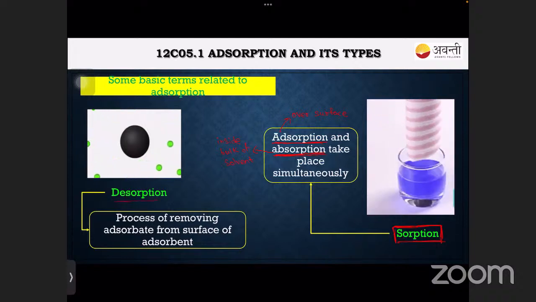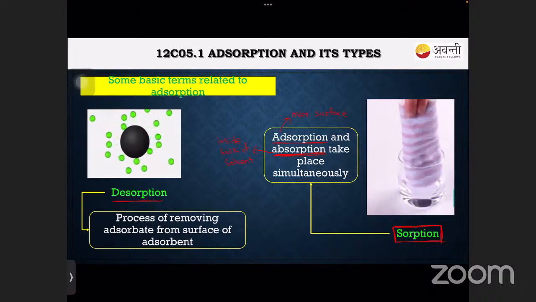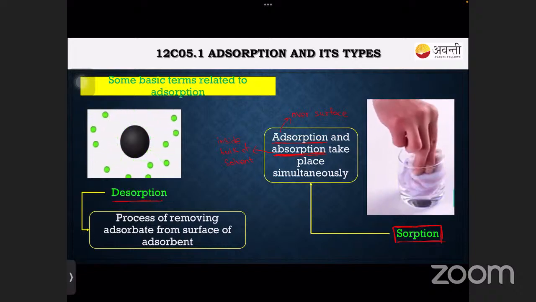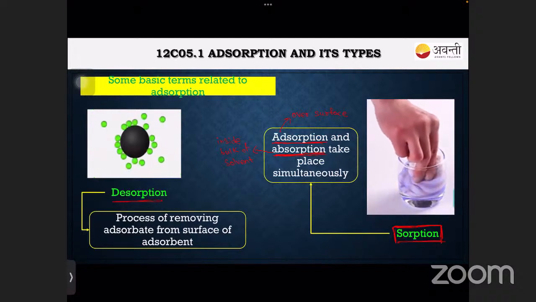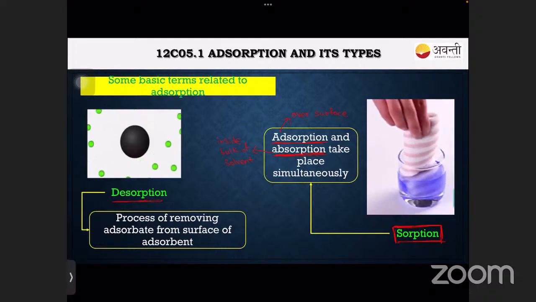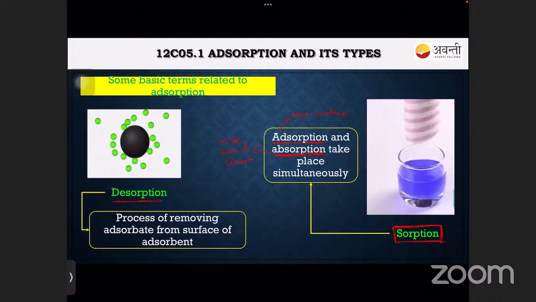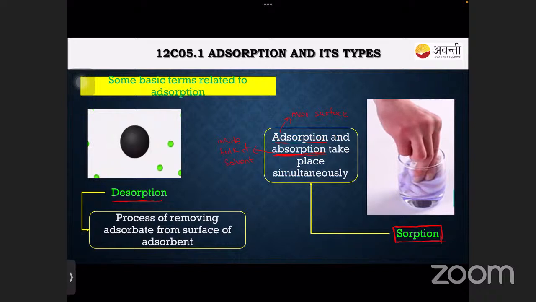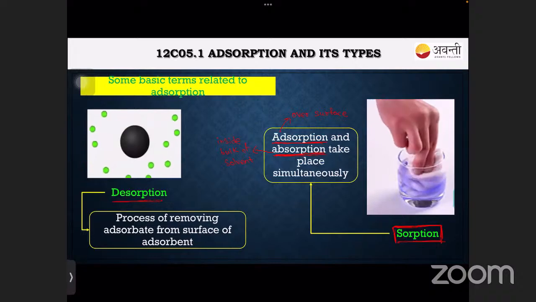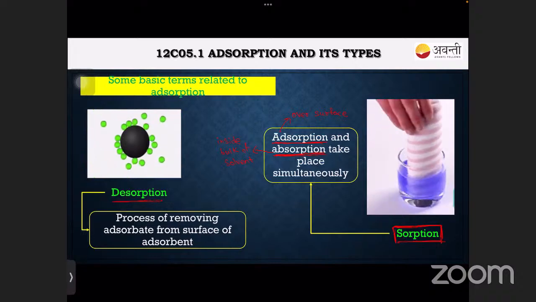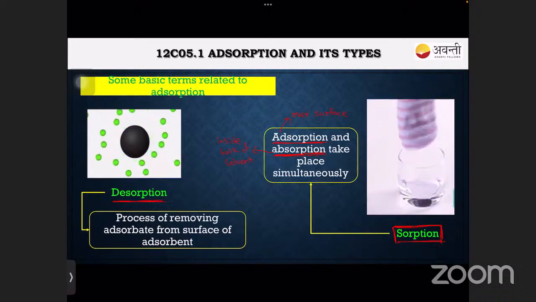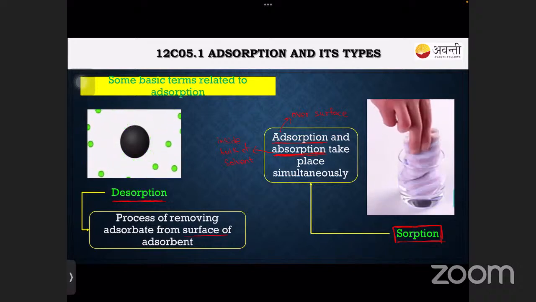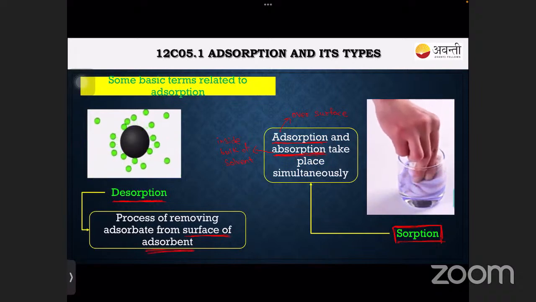Now come to desorption. What is happening? What can you see in the animation? The green molecules, you can see the green molecules, right? What is happening to them? Initially, they were on the black surface. After some time, they are going away from the surface. Exactly the reverse of sorption. The molecules which were adsorbed on the surface are being removed, going into the other medium. The reverse process of sorption is desorption, the process of removing the adsorbate from the surface of the adsorbent.